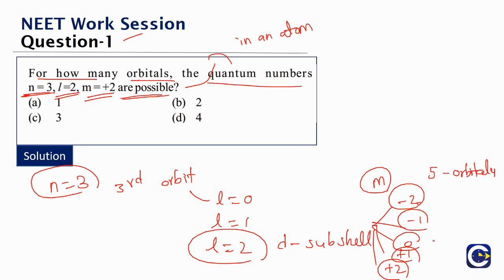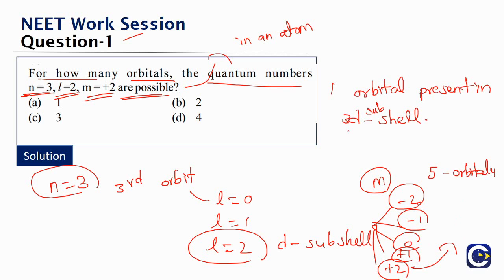So if you say m equal to plus 2, that represents one orbital, present in the 3d subshell of the atom. So for that given combination, principal quantum number 3, azimuthal quantum number 2, and magnetic quantum number plus 2, what is that combination representing? It is representing just one orbital.